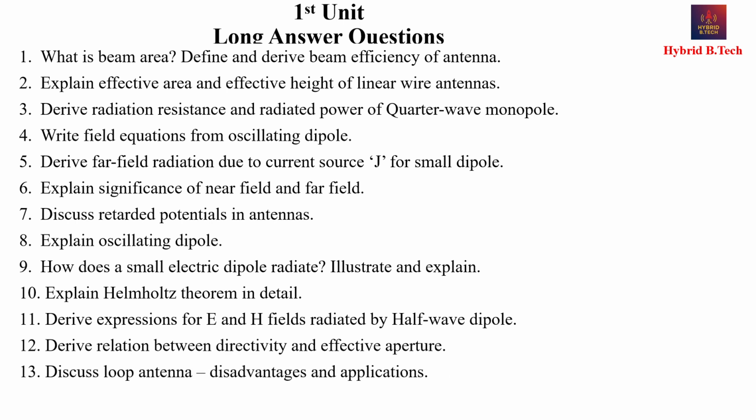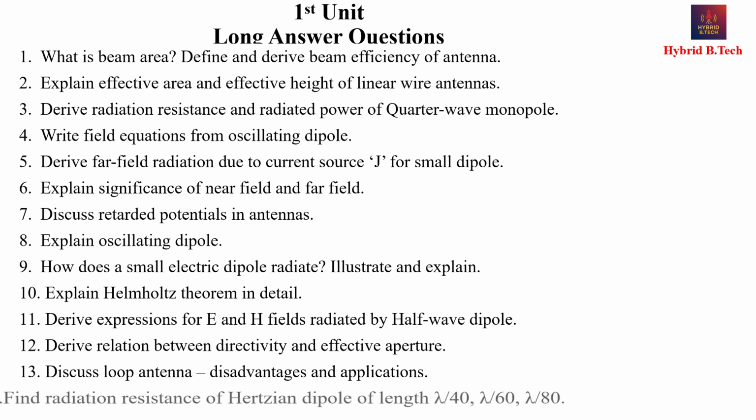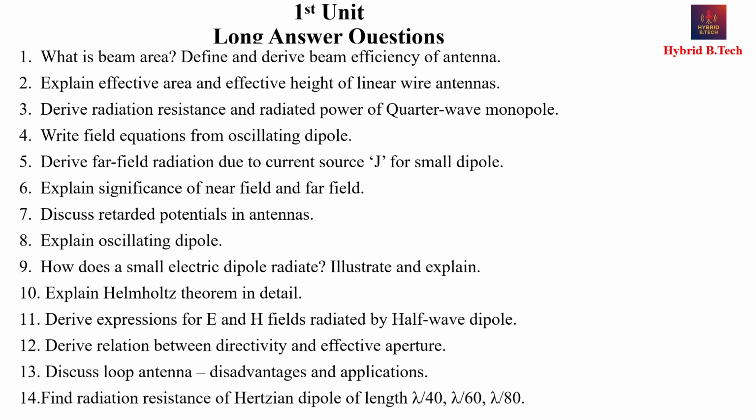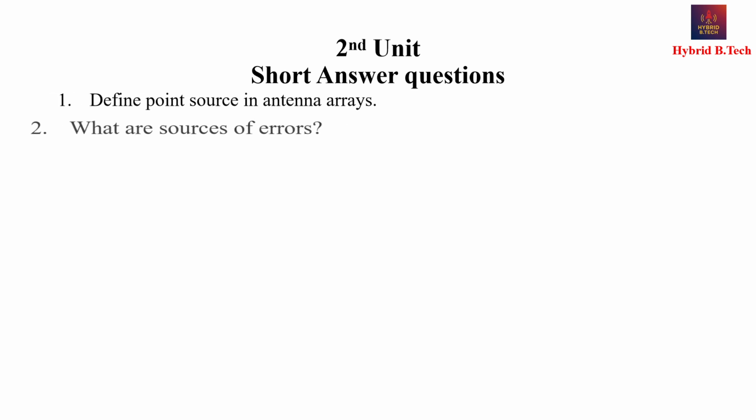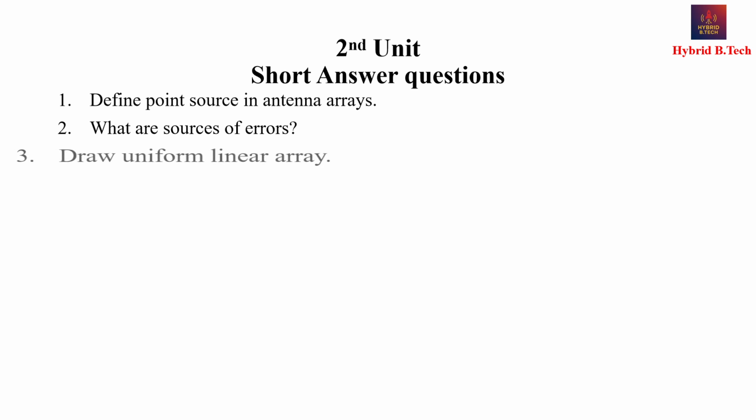And 13th, discuss loop antenna disadvantages and applications. And 14th one, find radiation resistance of Hertzian dipole of length lambda by 40, lambda by 60, lambda by 80. And second unit, define point source in antenna arrays. Second one, what are sources of errors?